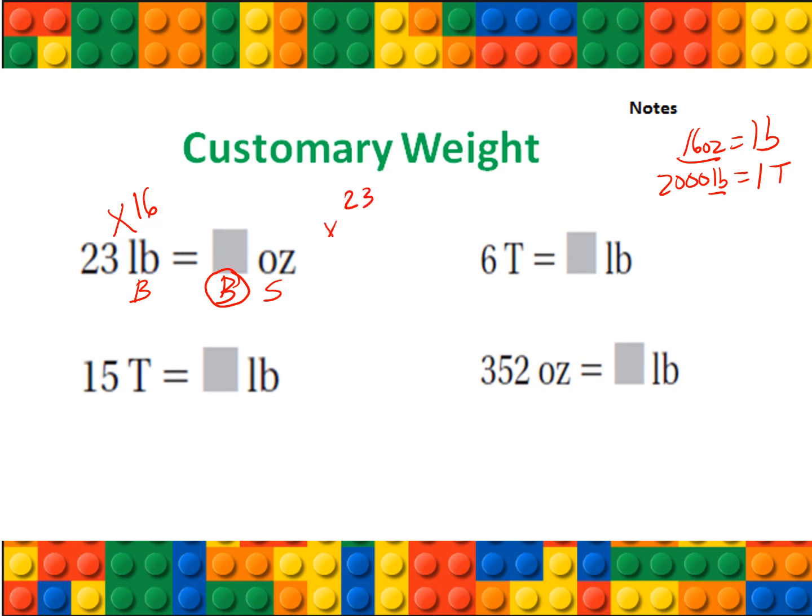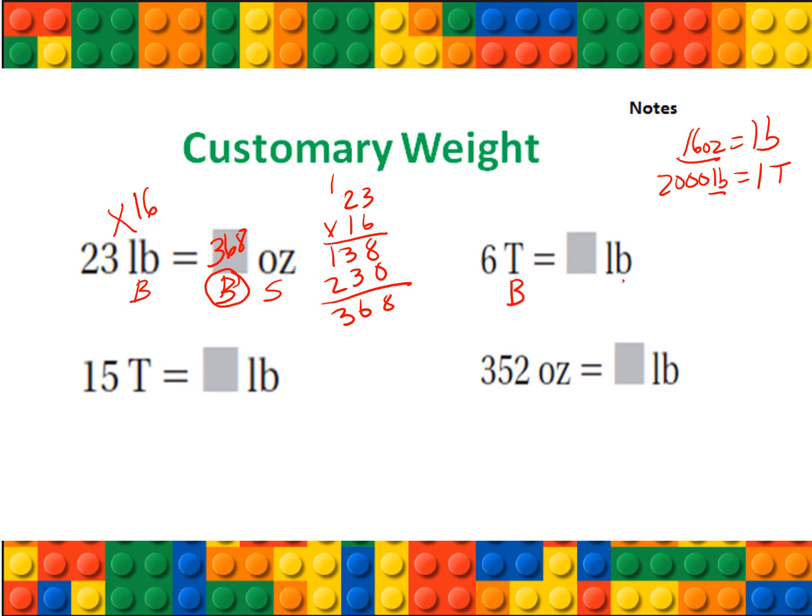So 23 times 16, 6 times 3 is 18. So 23 pounds is 368 ounces. All right.